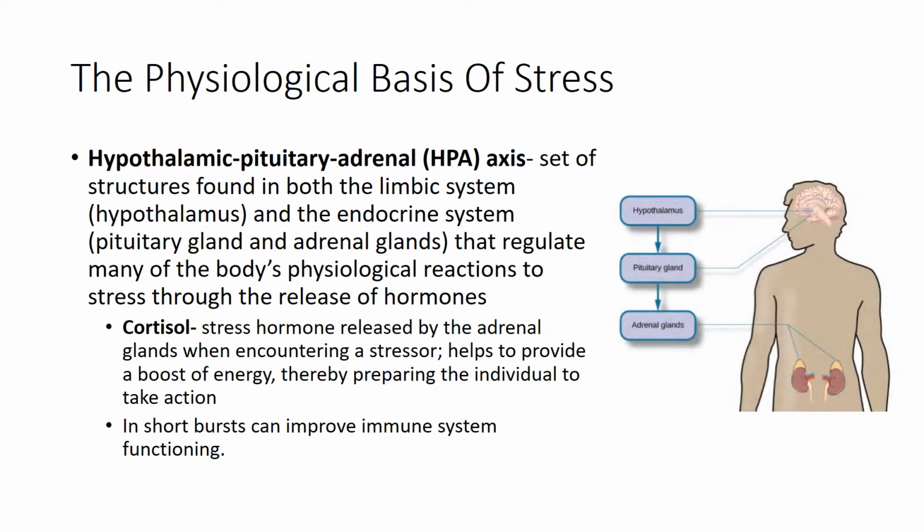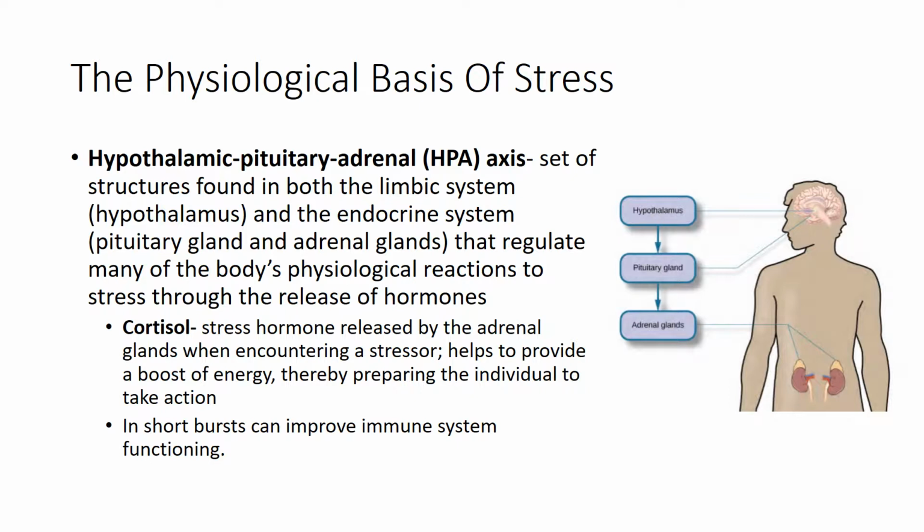We'll look now at the physiological basis of stress. The hypothalamic pituitary adrenal axis is a set of structures that are found in both the limbic system, in the hypothalamus, and the endocrine system, the pituitary gland and adrenal glands. It regulates many of the body's physiological reactions to stress through the release of hormones.